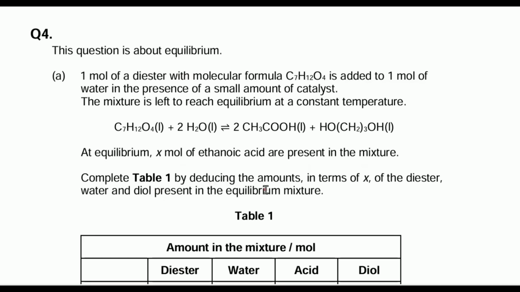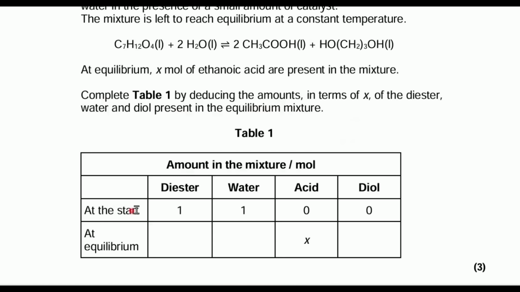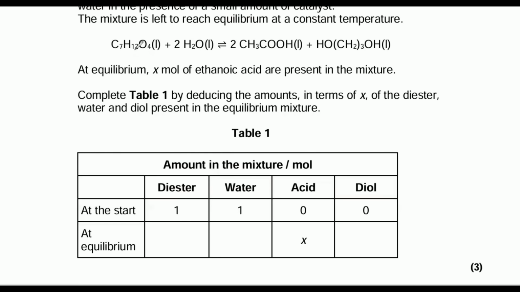At equilibrium, X moles of ethanoic acid are present in the mixture. Complete table 1 by deducing the amounts in terms of X of the diester, water, and the diol in the equilibrium mixture. So we're told there's X moles of ethanoic acid. Now we need to express in terms of X how many moles of diester, water, and diol will be present at equilibrium. So the ratio of our ethanoic acid to our diol is 2:1.